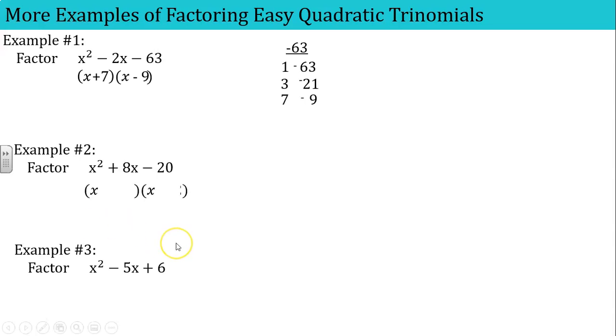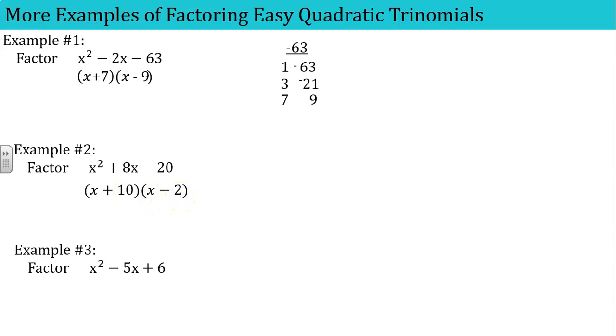So I set up my parentheses, and then I'm going to skip actually making the list of number pairs. But if you don't just come up with the pairs on your own, you want to be making an organized list to keep your work organized. Sometimes you're just going to be able to think of what the numbers are. Two numbers that multiply to negative 20 but add to 8 are 10 and negative 2.